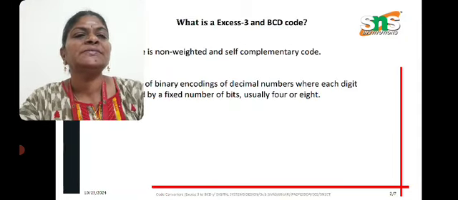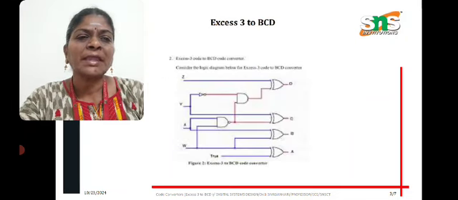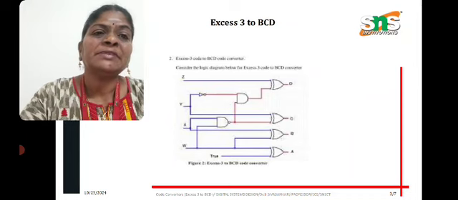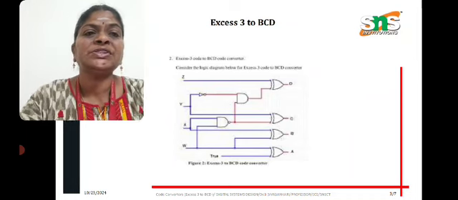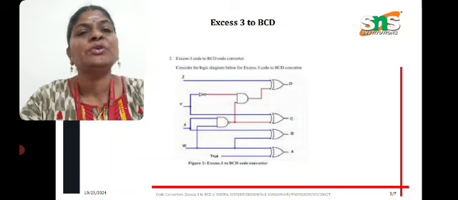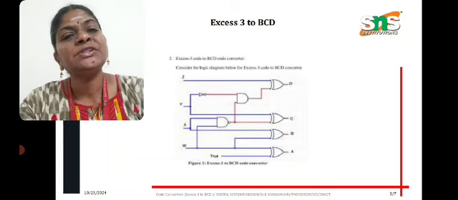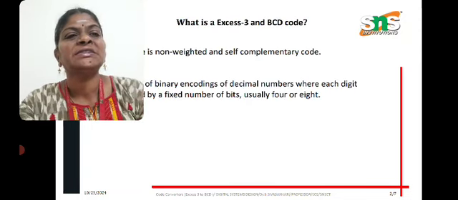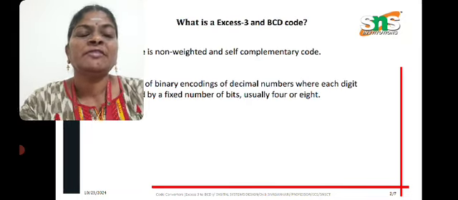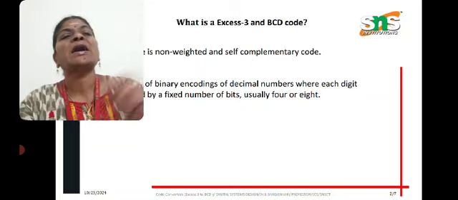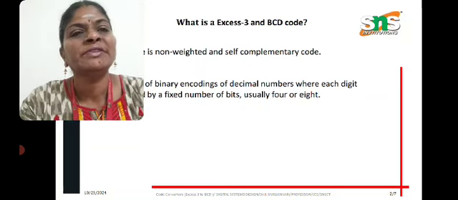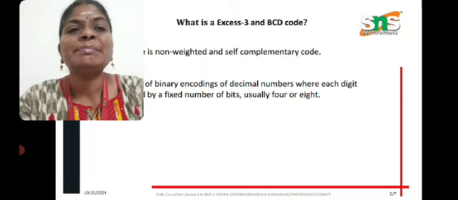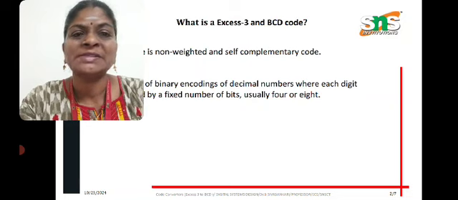So you can see here, XS3 to BCD means what we have to do. In the previous section, BCD to XS3, we have already discussed. In BCD to XS3, with all our BCD numbers, we have added 3 to that BCD. If our BCD is 0, we add 0 plus 3, so we will get 3. If our BCD is 1, we add 1 plus 3, so we will get 4.